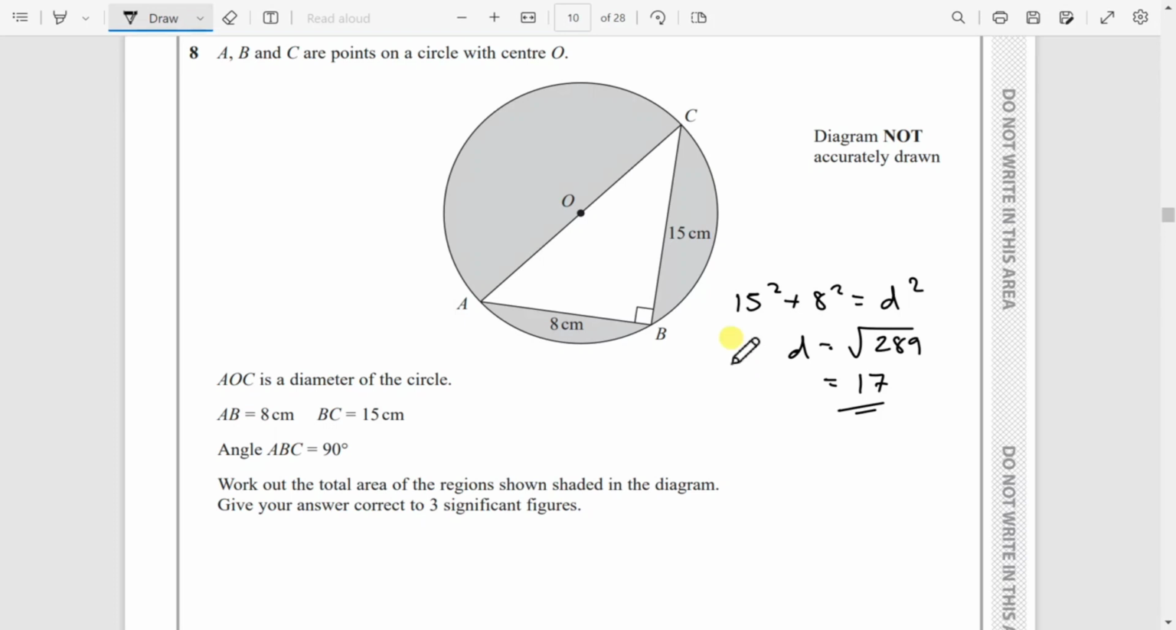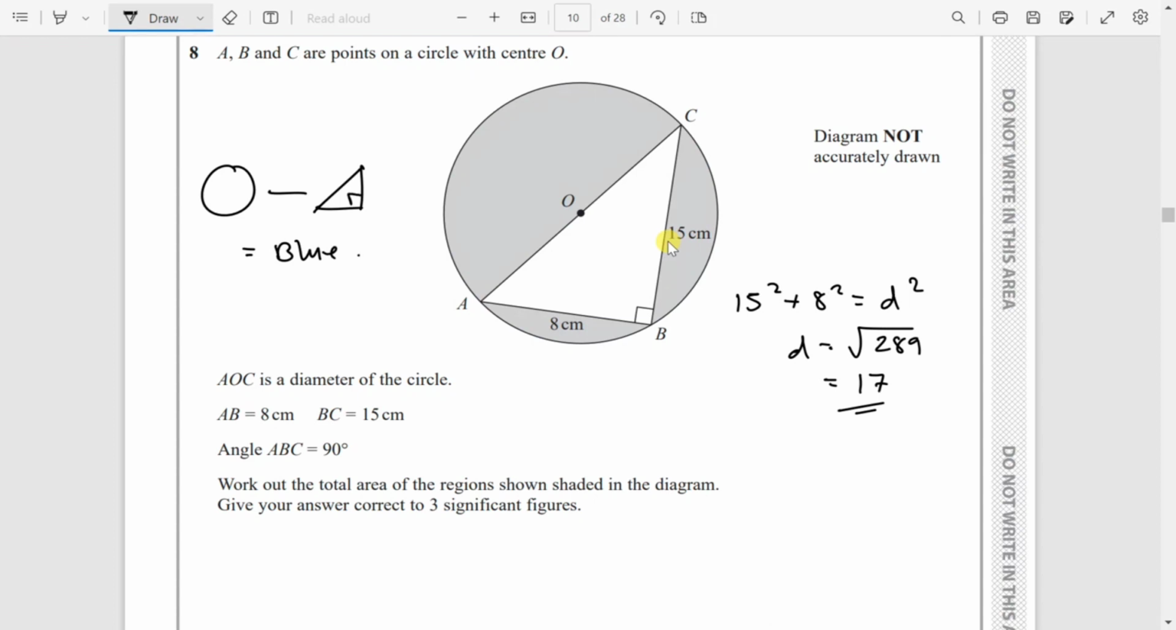Now, the question is to work out the total area of the blue part, yeah? Now, if you look at the shape, we've got a circle and we've got a right angle triangle. So if you think about it, you can find the area of the whole circle and then subtract the area of this right angle triangle. So area of circle, take away this right angle triangle, and you're left with the shaded part, the blue bit, yeah? So let's test this out.